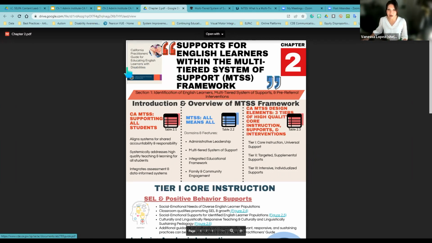By clicking on this section right here, you'll go directly to the California Practitioner's Guide in its entirety. If you click on this chapter title or the chapter number, it will take you to that specific chapter of the California Practitioner's Guide, with no need of having to rely on indexing to navigate the document. Clicking on section 1 will take you to the beginning of section 1. Now here is where it gets interesting.